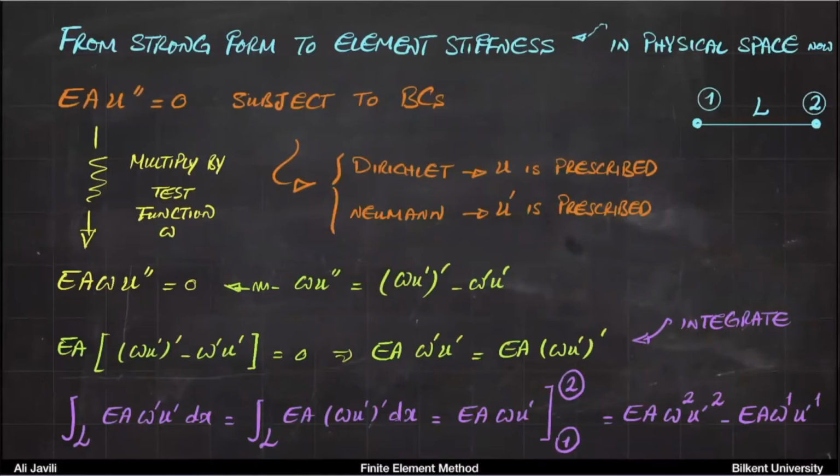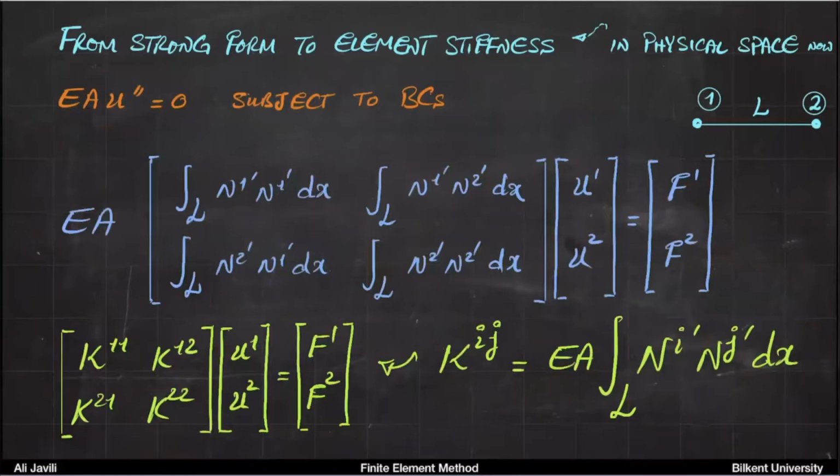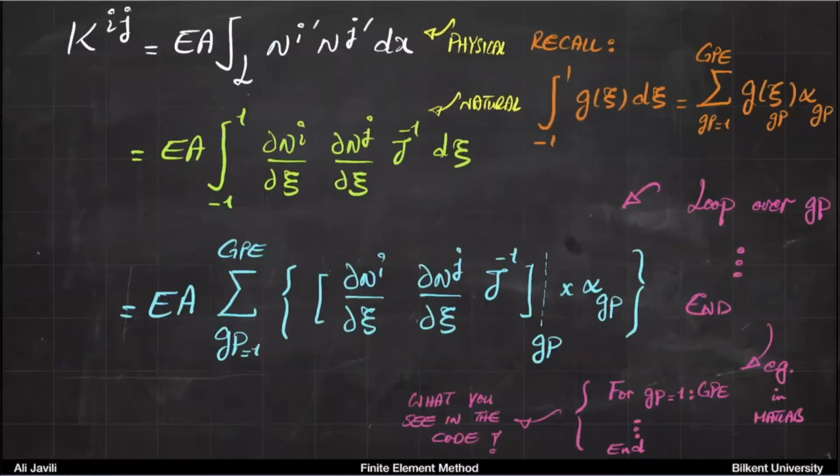The important thing for you is that you start from a strong form, that's a second order differential equation. You multiply that by test functions, you integrate, you impose your boundary conditions, then you go through these mathematical steps, and then you end up with this thing that is basically your stiffness matrix. It's K. Now, the next step is to bring that K from a physical space to natural space and do the integration using Gauss quadrature.